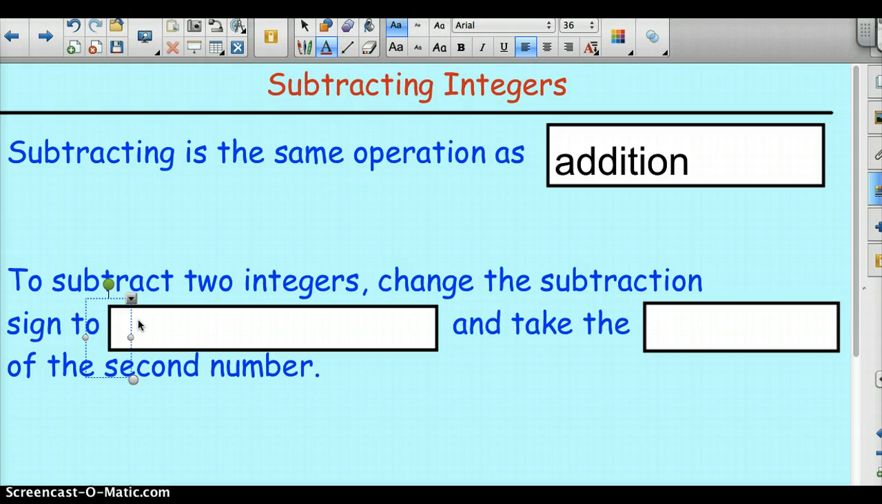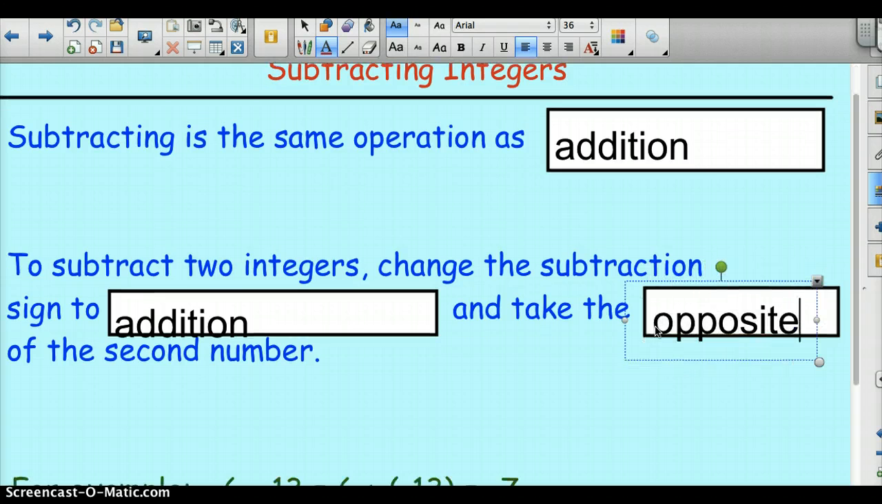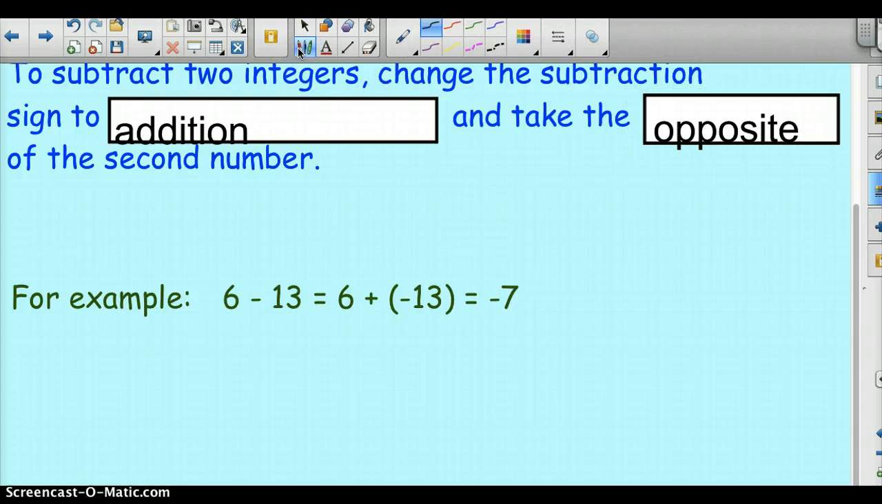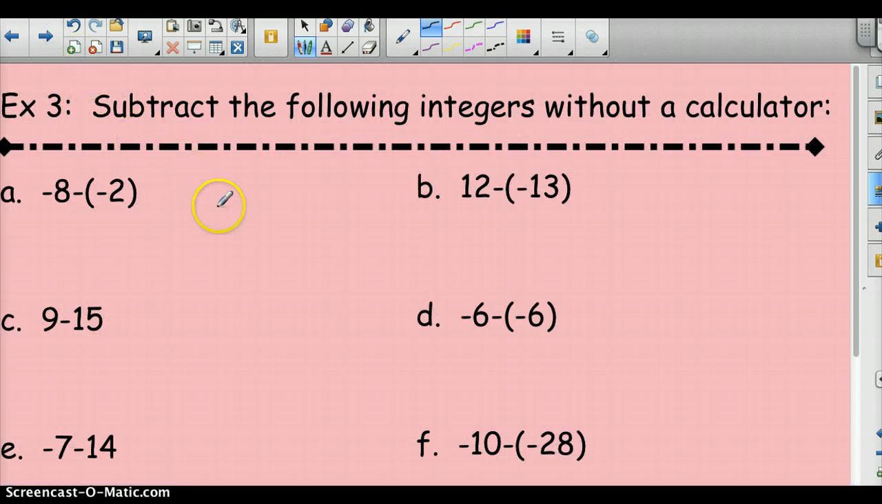So here we go. To subtract two integers, really the easiest way to do it is to change the subtraction sign to addition and take the opposite of the second number. So, taking our example down here, 6 minus 13 is the same thing as 6 plus negative 13. Turns it into an addition problem, and you can look at it and go, all right, well, the negative is bigger, therefore the result is going to be negative, and come up with an easier answer. Works pretty easy, actually. So, let's start on these examples.